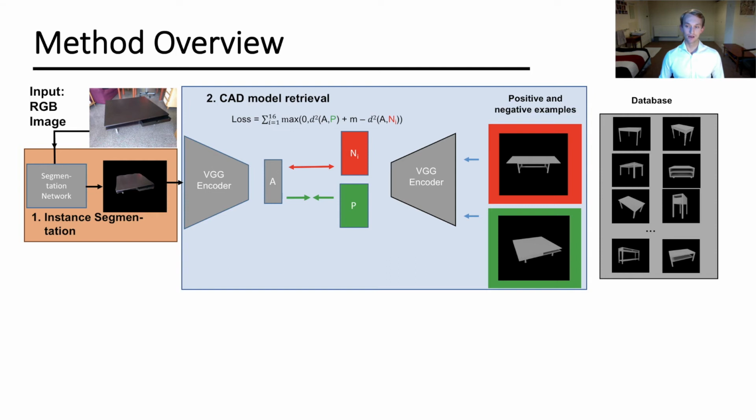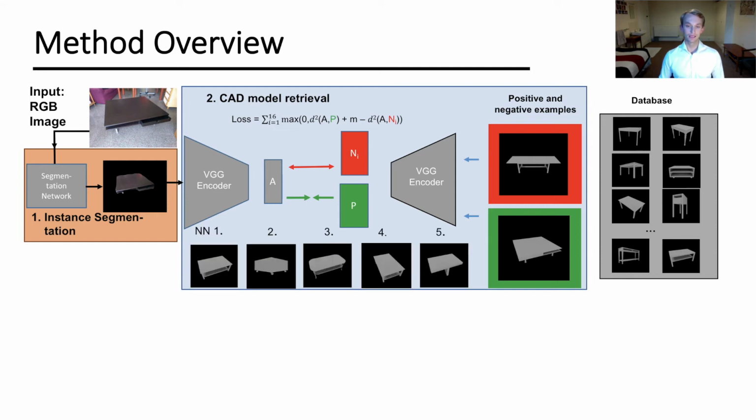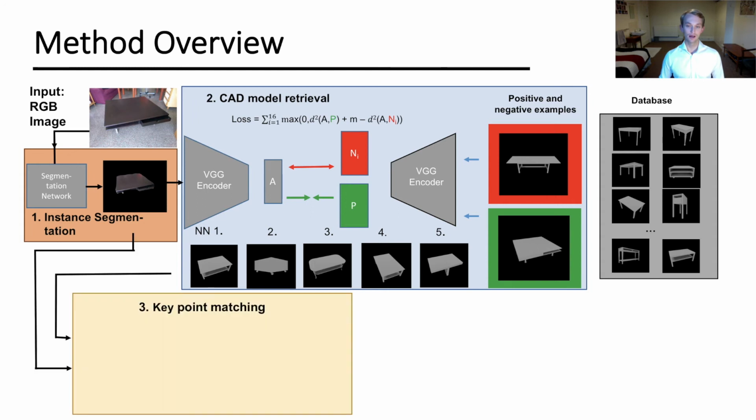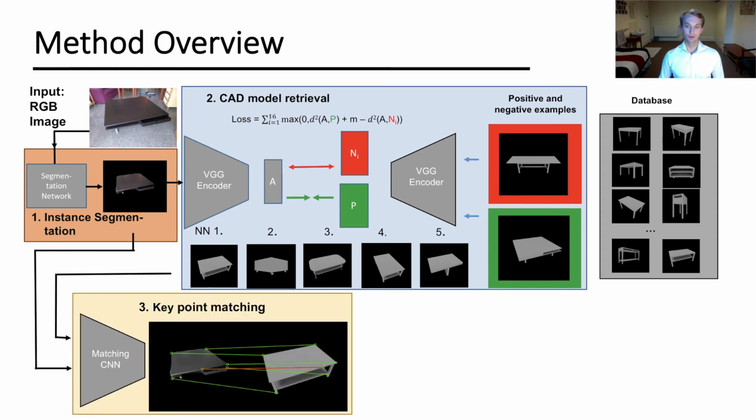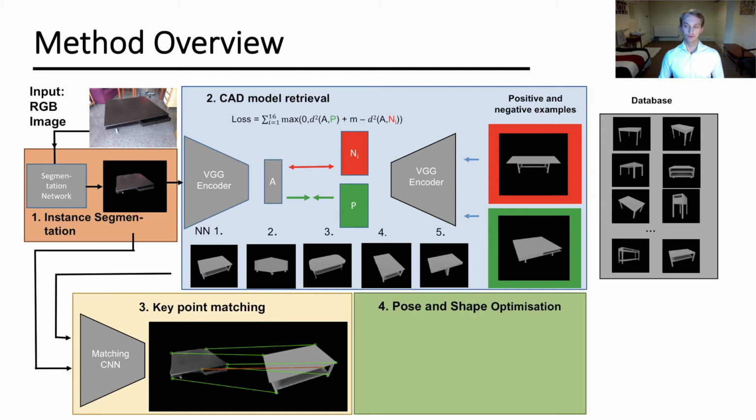At test time, for a given RGB image, nearest neighbor CAD models are retrieved. These then serve as the input to a matching network, which matches key points between rendered and real images. For the rendered image, ground truth 3D coordinates are known, such that matches establish 2D to 3D correspondences, which can then be used to adapt and orient a retrieved CAD model to make it more similar to the target.